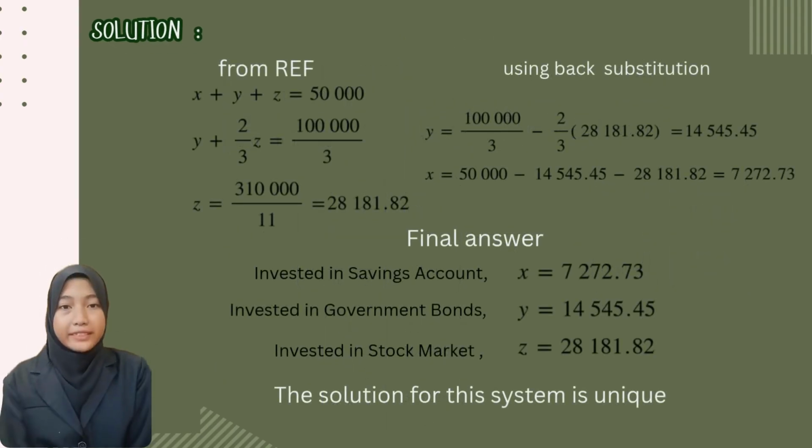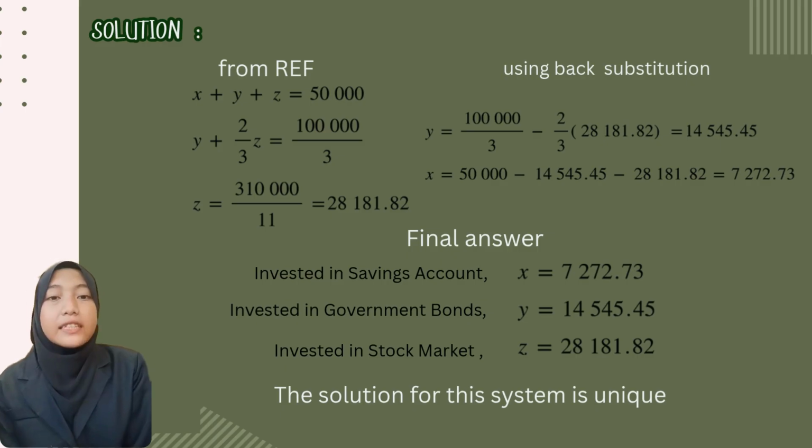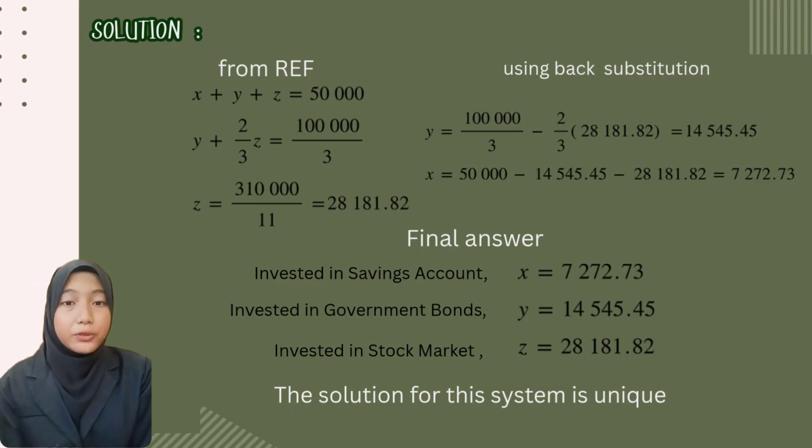Convert the row echelon matrix to a system of linear equations. So, we get X plus Y plus Z is equal to 50,000. The second equation is Y plus 2 over 3 Z is equal to 1,000 over 3. And the third equation is Z is equal to 310,000 over 11, which is 28,181.82. Solve the system using back substitution.